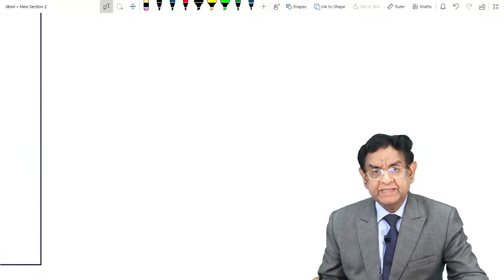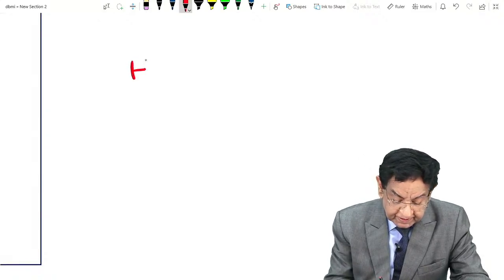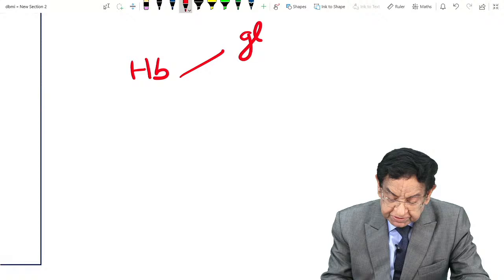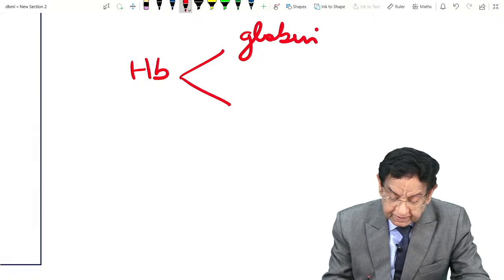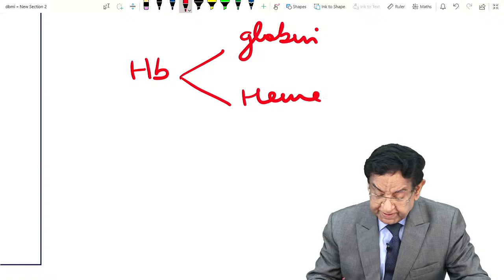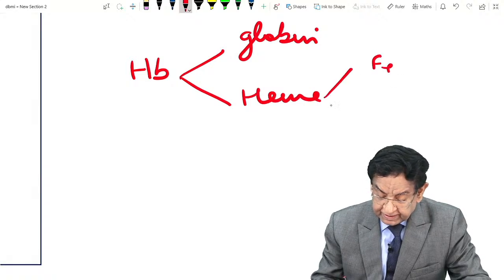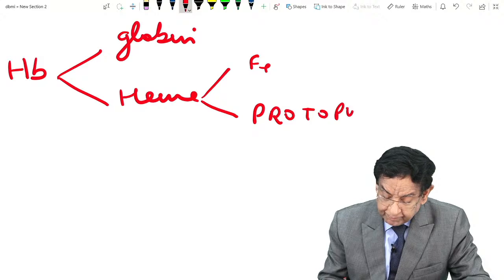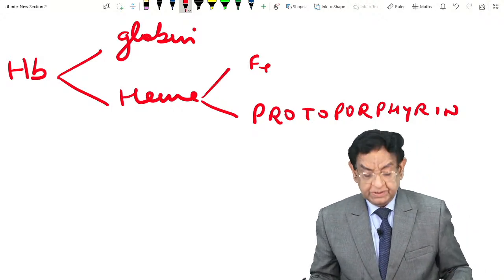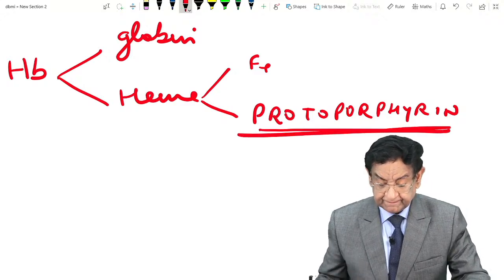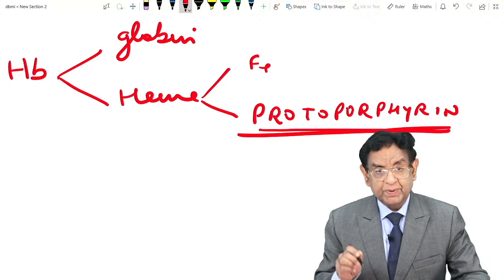Again, go back to basic concept. We learned that we got hemoglobin. It is made of globin chains, and it is made of heme. We also know that heme is made of iron and protoporphyrin. Okay. So here what he says, the protoporphyrin level is normal. Let's learn more about this.